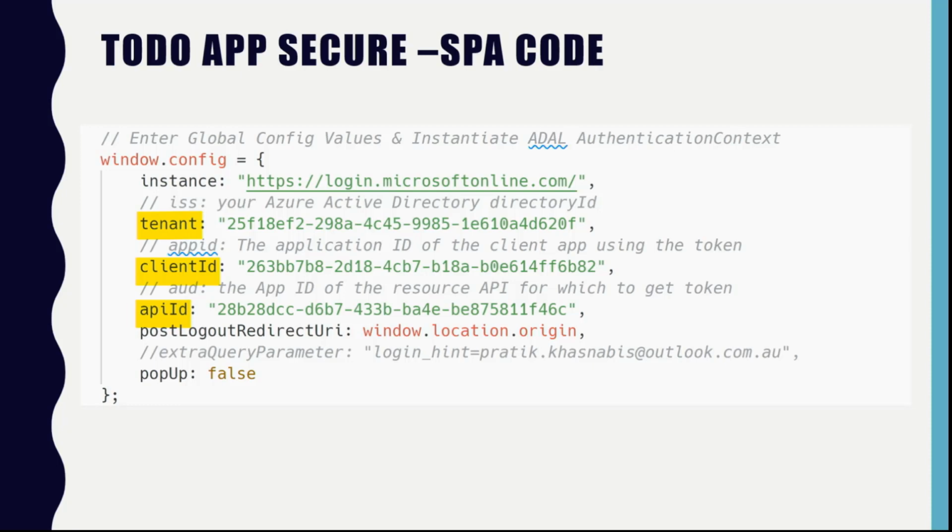Step number 3, we secure the SPA app with a login, of course. There is an ADAL.js library. There's a newer library which I haven't used called MSAL.js, but this is the older library, still works. So this is my tenancy. This is the client ID of the TODO app, and this is the resource, the ID of the API that I'm going to call. So I'm just configuring these things.